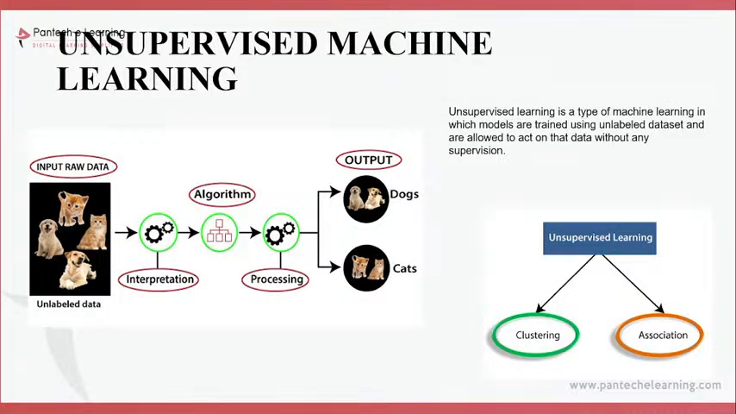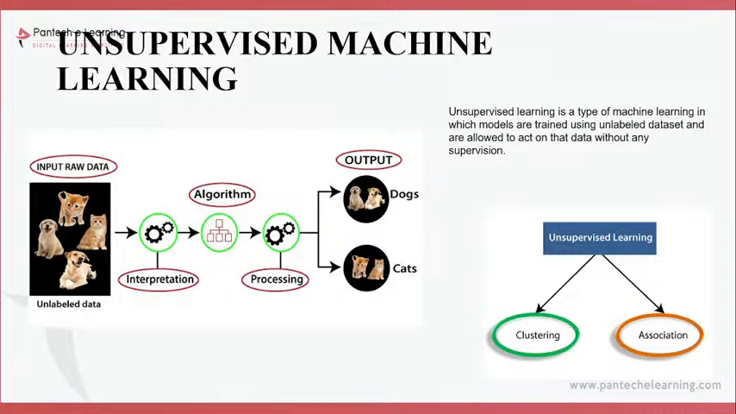Unsupervised machine learning. In unsupervised machine learning, I told you that there is no information about the input data. Here we have a cat, a dog, two cats and two dogs. The machine doesn't know which is a cat and which is a dog. So for that we fetch the features of the image, different types of features like the ears, nose, and eyes.